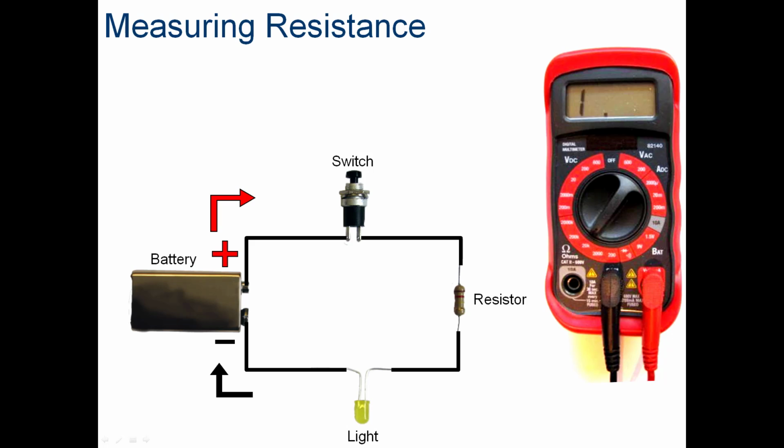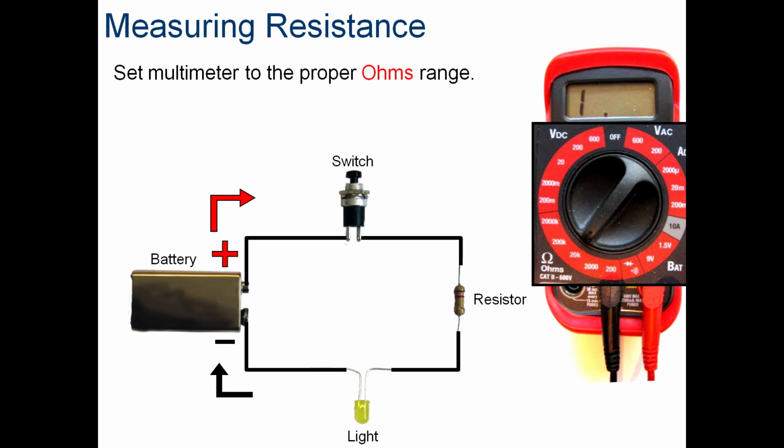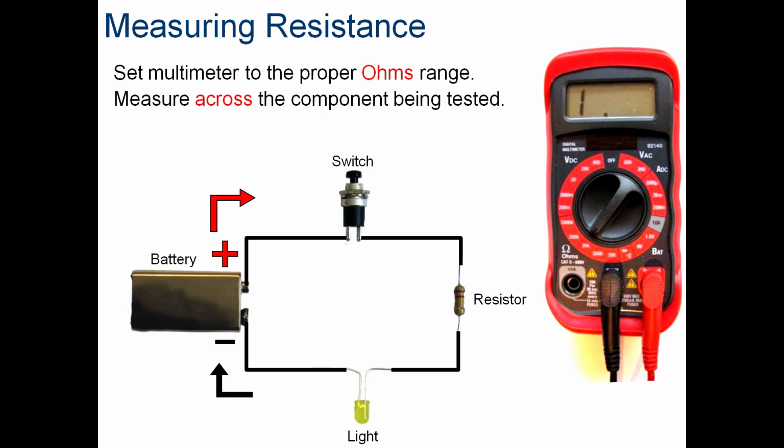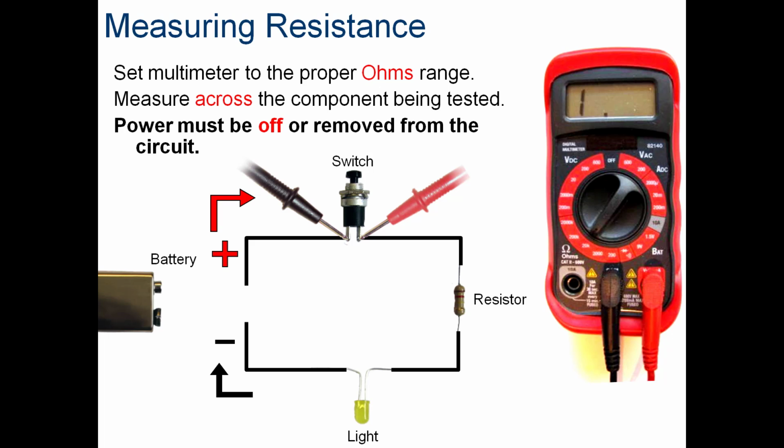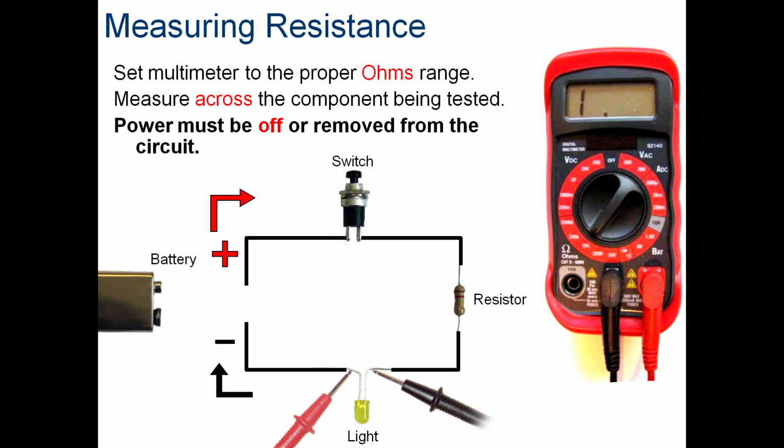Okay, to measure resistance, it's a lot like voltage, except it's an unpowered circuit. So I set the meter to the ohms range. Measure across the component, but first remove power. So I take the battery out, and now I can measure across the switch, across the resistor, and across the light.